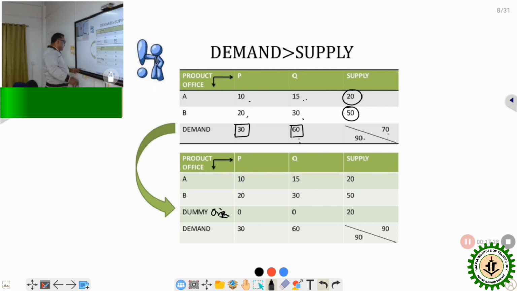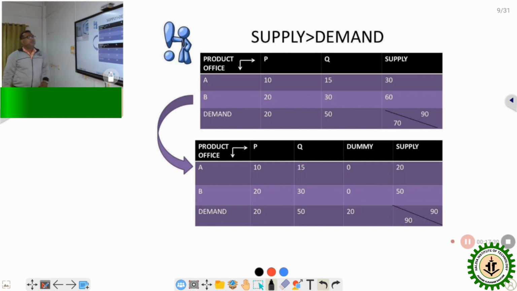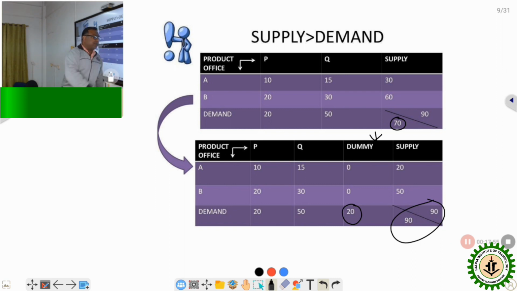If supply is greater than demand, then what will happen? Here you can see that the supply is 90 units, demand is what? 70 units. At that time, we have to add a dummy destination, and we will say that the demand of this destination is 20 units, so that this becomes a balanced problem. Am I clear?